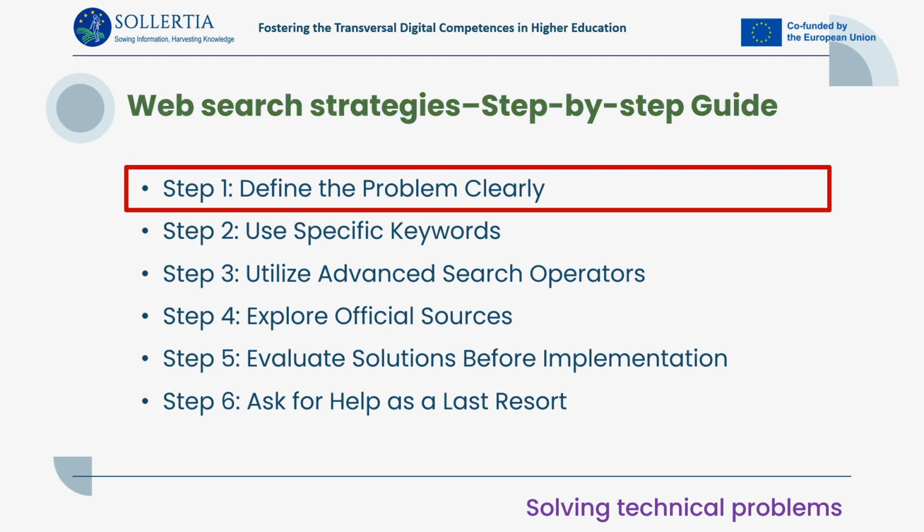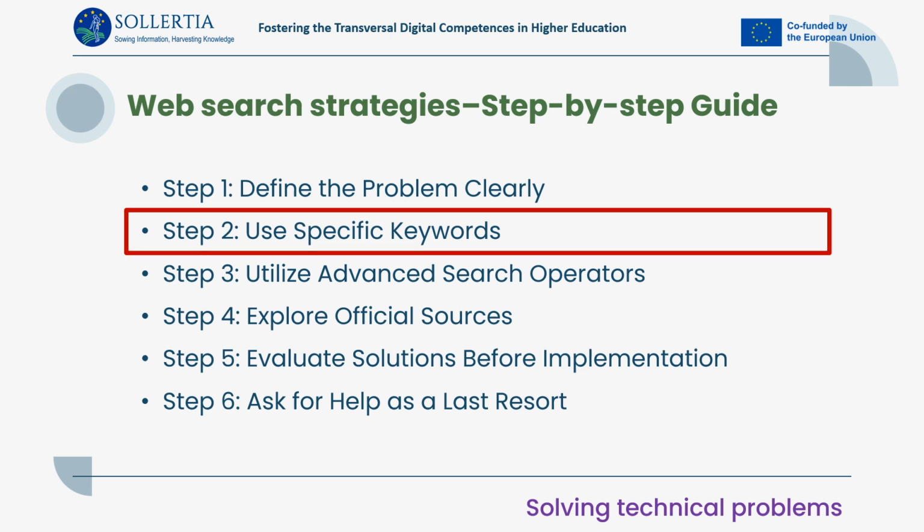In the first step, you need to identify and articulate the specific technical problem. You can do this by defining the symptoms, error messages, and identifying the unexpected behavior. Moving on to step 2, you need to craft a concise set of keywords. These should include error codes, product names, model numbers, and specific actions or operations.